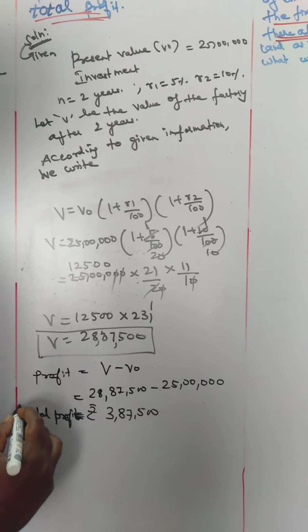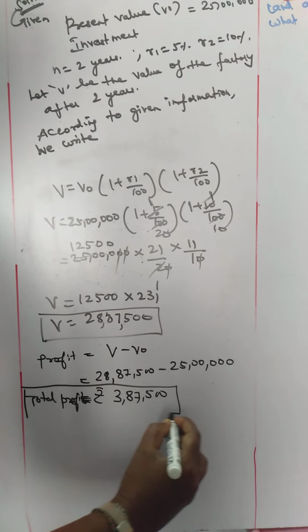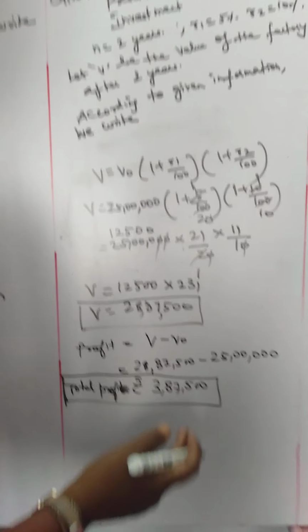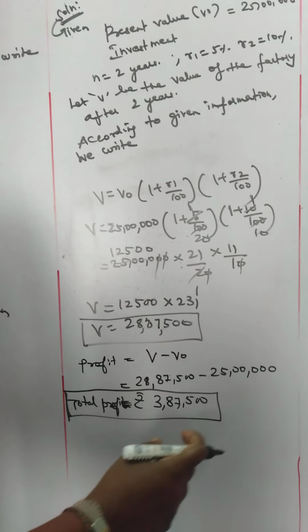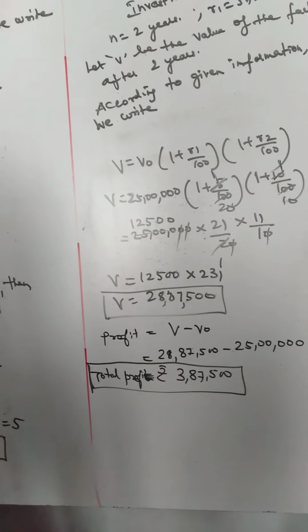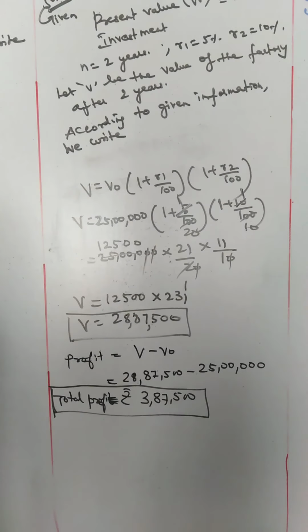That is how much he has invested, and in 2 years, what is the total cost? Then we have to deduct it. Only the profit is asked. We have to deduct it and find it. Okay, next we'll go to the second case.